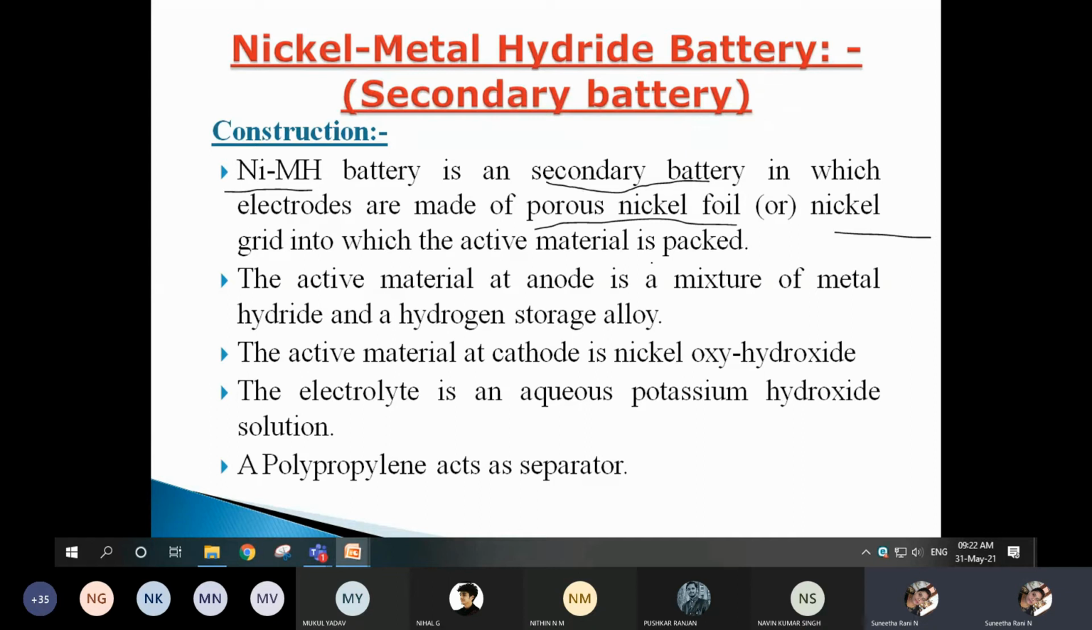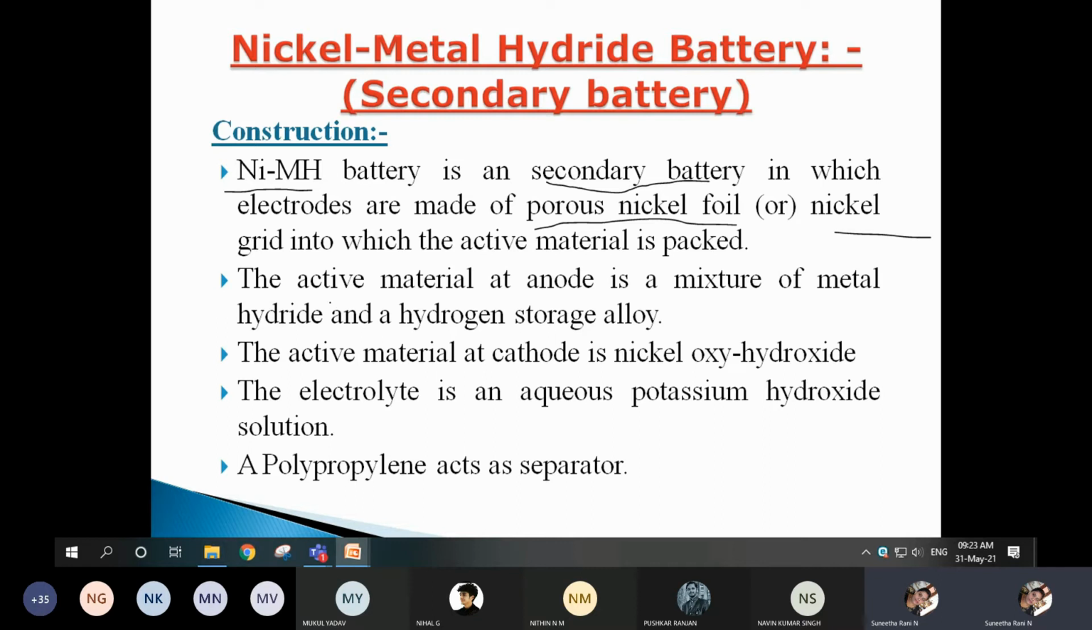It is like a sheet, like a sponge. That foil absorbs the ions. So this is porous in nature. Porous means there are air gaps, a porous plate, and this porous foil absorbs the ions. So this type of nickel foil is used as one metal.